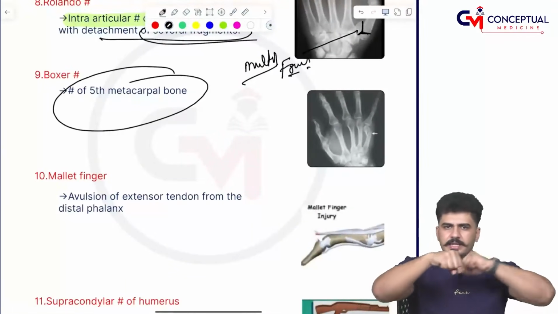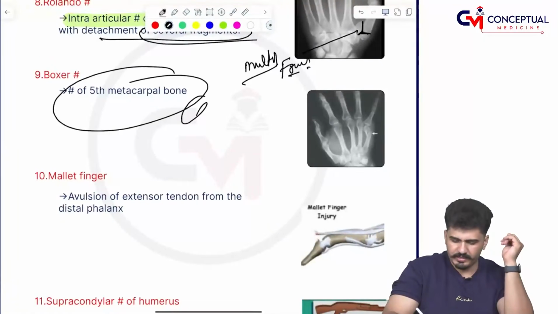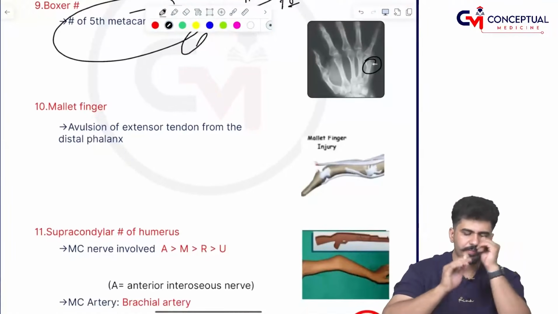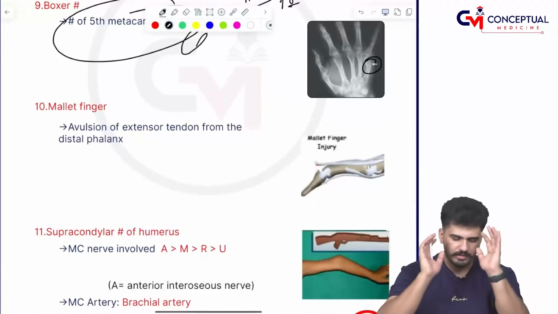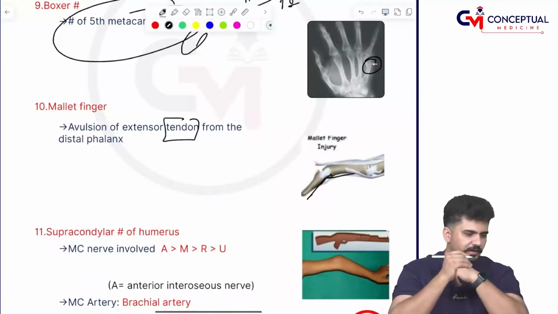How does a boxer box? Fifth metacarpal fracture, you can very well see. Right? Mallet finger. This is not a fracture of a bone. This is an avulsion of an extensor tendon. The tendon is gone. That is why your finger will drop like this.